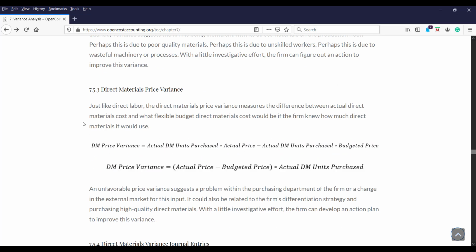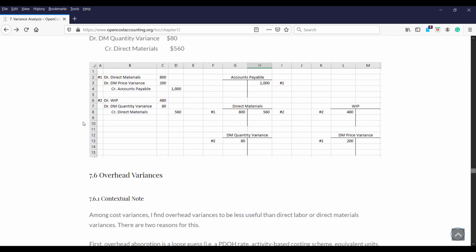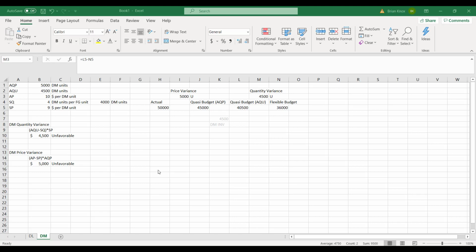But with direct materials, it doesn't work that way, at least as long as we're going to make a distinction between actual quantity purchased and actual quantity used, and if those two values are different. All right, for the sake of completeness, let's go ahead and finish up the journal entries for these right here.